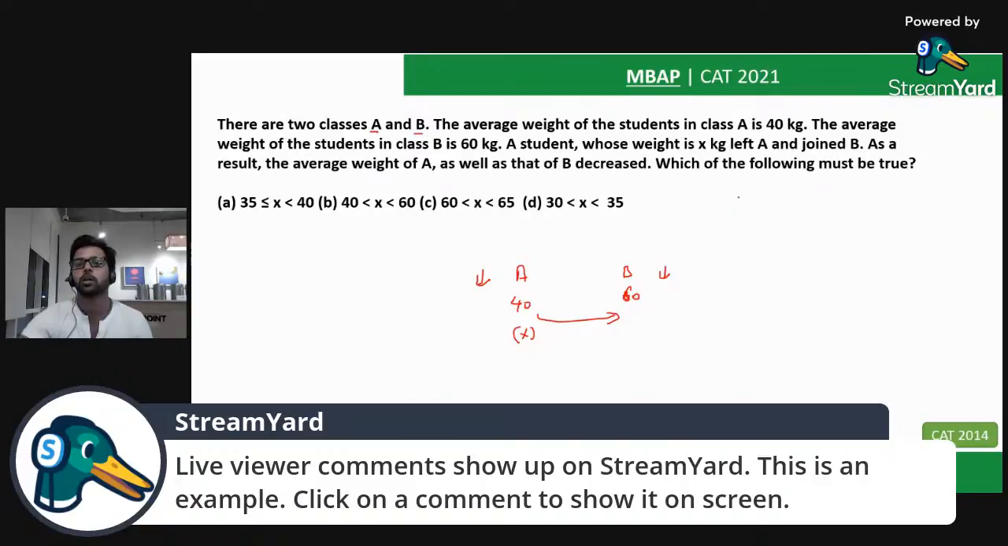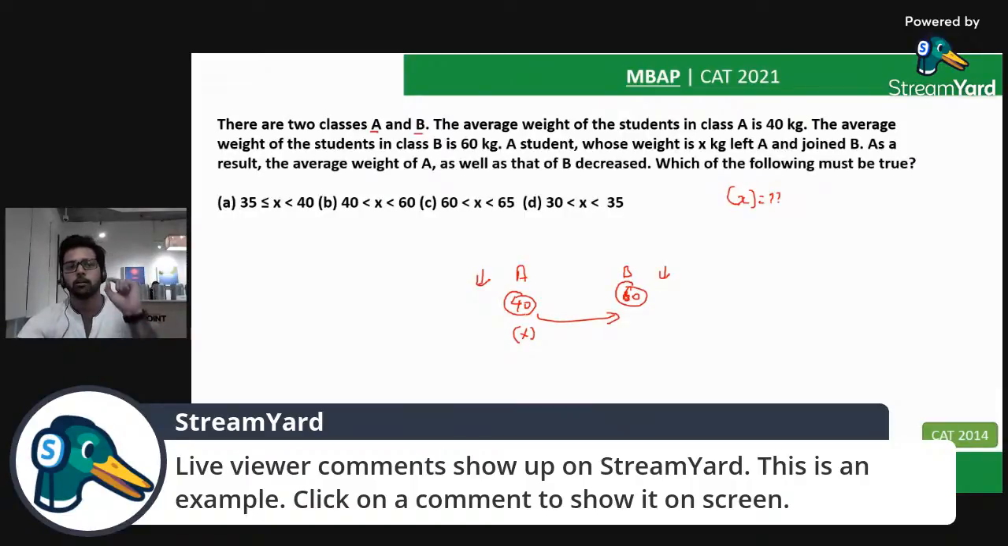They're asking about the range of the weight of X. What is going to be the weight of X? Simple question. The average weight of class A is 40. The average weight of class B is 60. A person from A is going out and joining B.